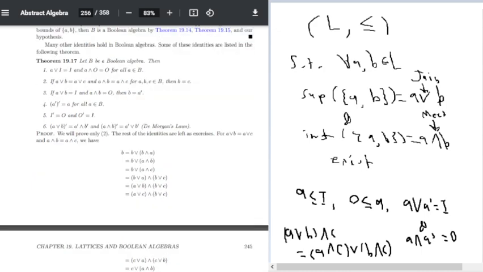So theorem 19.17, let B be a Boolean algebra. Then A meet I is equal to A, and A join I is equal to I, and A meet O is equal to O for all A in B. If A join B is equal to A join C, and A meet B is equal to A meet C for A, B, and C in B, then B is equal to C. If A join B is equal to I, and A meet B is equal to O, then B is equal to A prime. We have A prime prime is equal to A for all A in B. We have that I prime is equal to O, and O prime is equal to I. And A join B prime is equal to A prime meet B prime, and A meet B prime is equal to A prime join B prime, or De Morgan's laws.